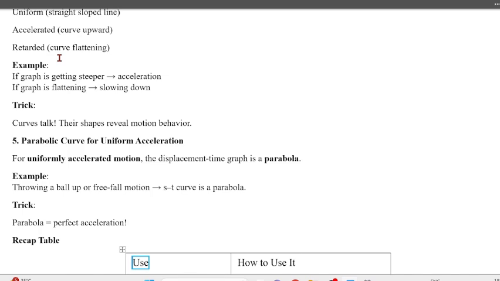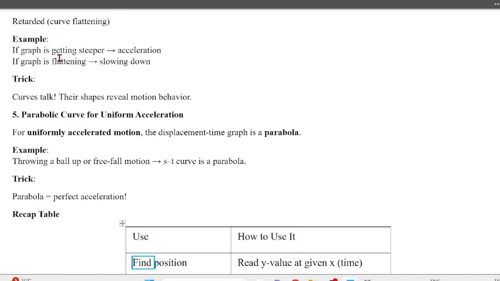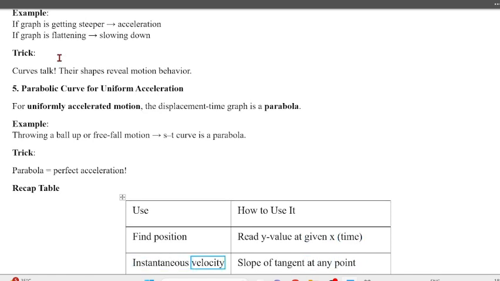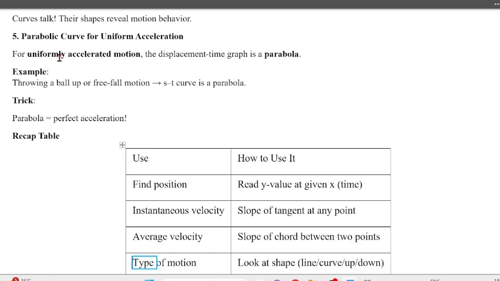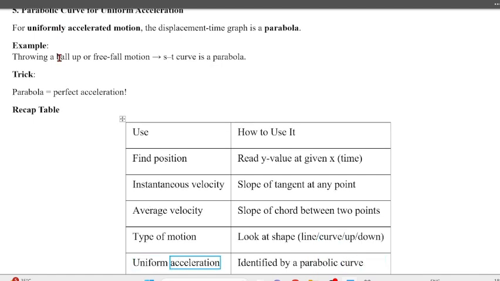Recap table: how to use it. To find position, read the y value at a given x, time. For instantaneous velocity, take the slope of the tangent at any point. For average velocity, take the slope of the chord between 2 points. For type of motion, look at the shape: line, curve, up, down. Uniform acceleration is identified by a parabolic curve.